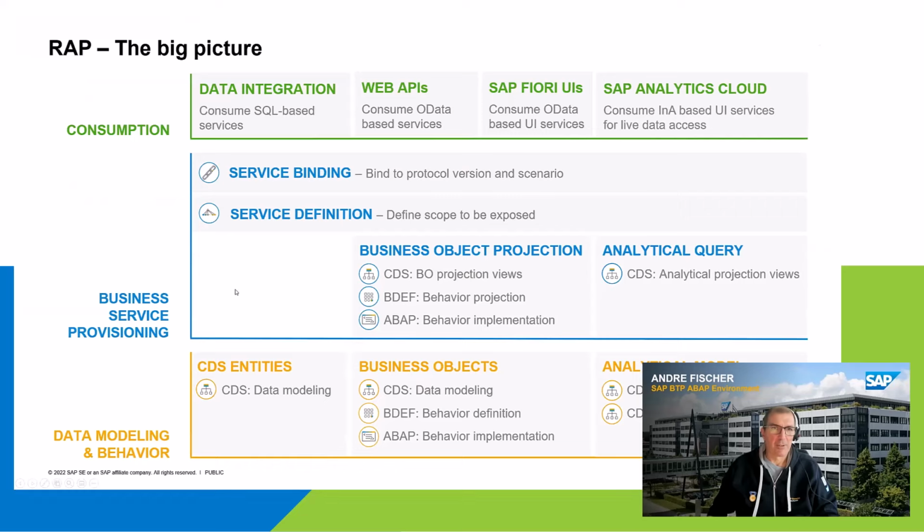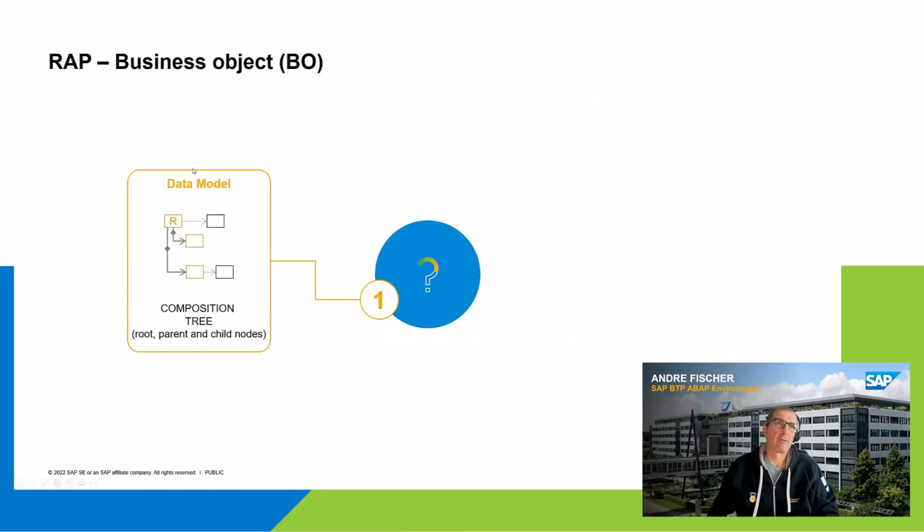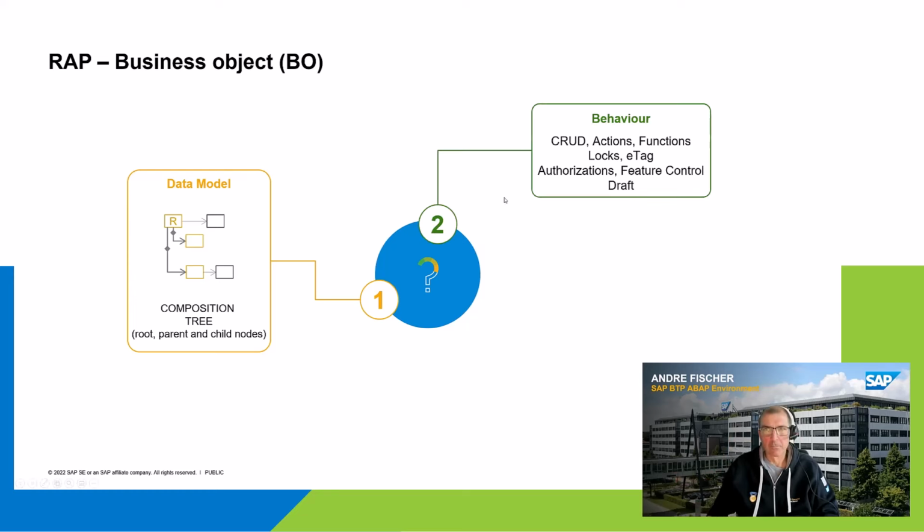Let's switch back to our presentation. So what is our business object? We have a data model, which is a composition tree. So it's not only that you usually would have just one node, there can be several nodes like sales order, header, and items. You have this behavior that is defined in the behavior definition, and it's implemented in the behavior implementation as ABAP code.